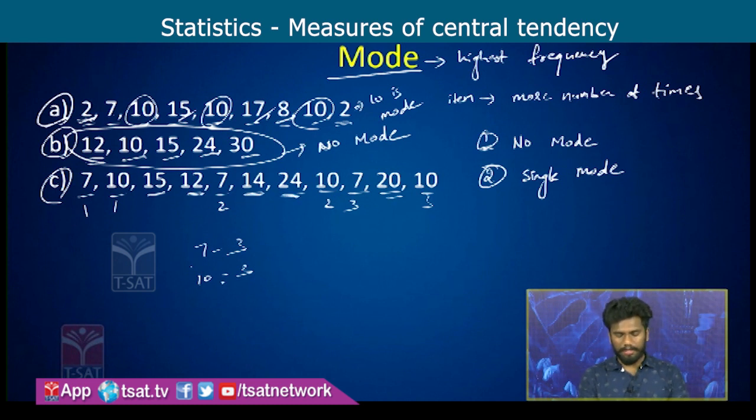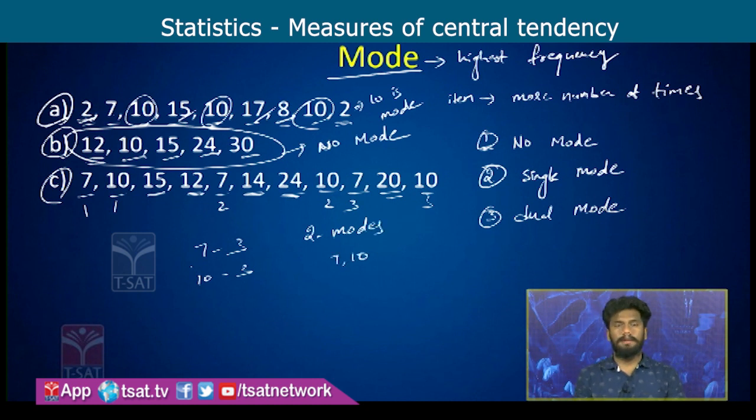So when 2 observations are repeating the same number of times and that is the highest number, then in that case we have dual mode. So for the C bit we have 2 modes, that is 7 and 10.